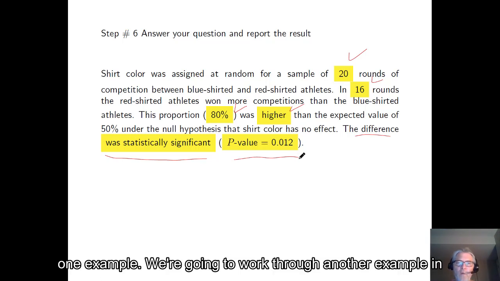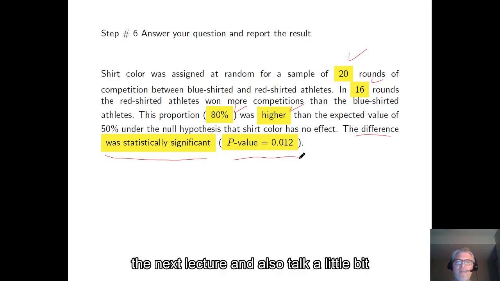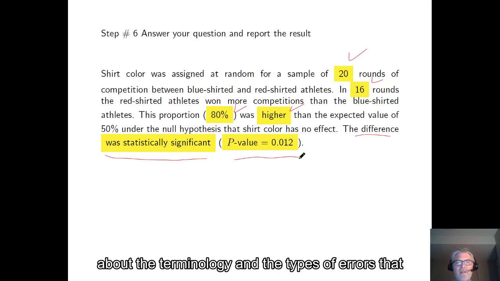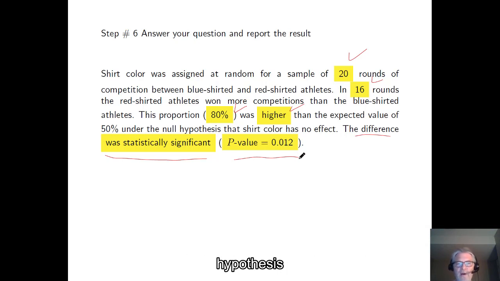Okay, so that's one example. We're going to work through another example in the next lecture, and also talk a little bit about the terminology and the types of errors that we can make when we do this sort of hypothesis testing.